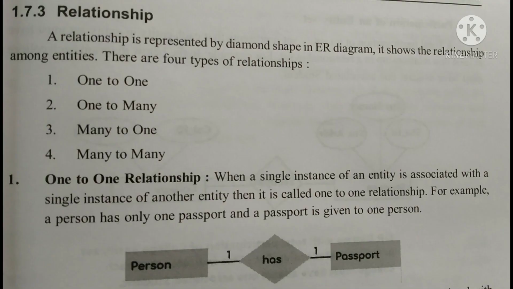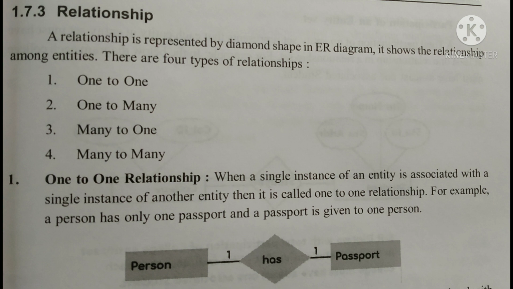Here, every person has a single passport, and one passport is given to one person. That is, the person has a passport. Then you can go for that example, person and passport.